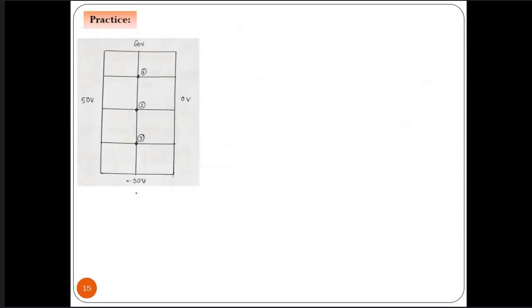So for practice, suppose this is the solution boundary. On this boundary, potential is 50 volt. On this particular boundary, potential is 60 volt. Sorry, it is 50 volt, it is 60 volt, it is 0 volt, and it is minus 30 volt. Along the y-axis, it is divided into 4 meshes. Along the x-axis, it is divided into 2 meshes. So it is basically a 2 cross 4 grid. As the length is not given, you cannot find out the mesh size.